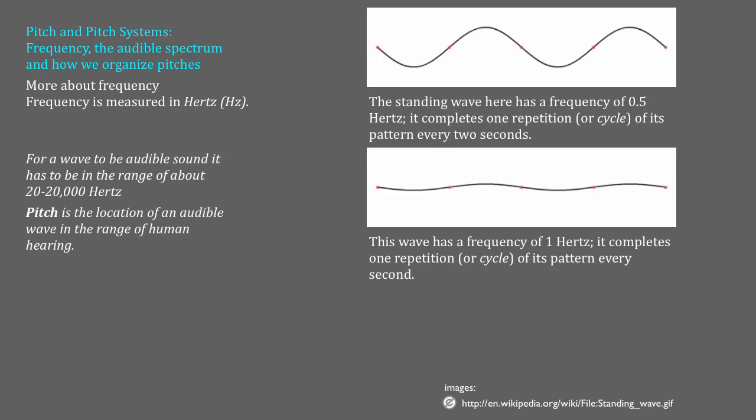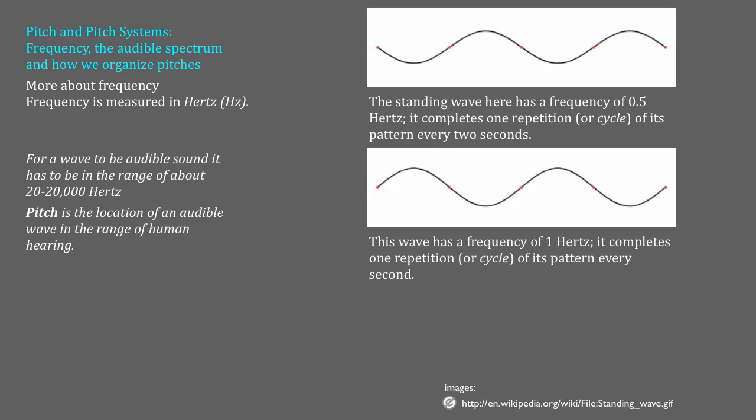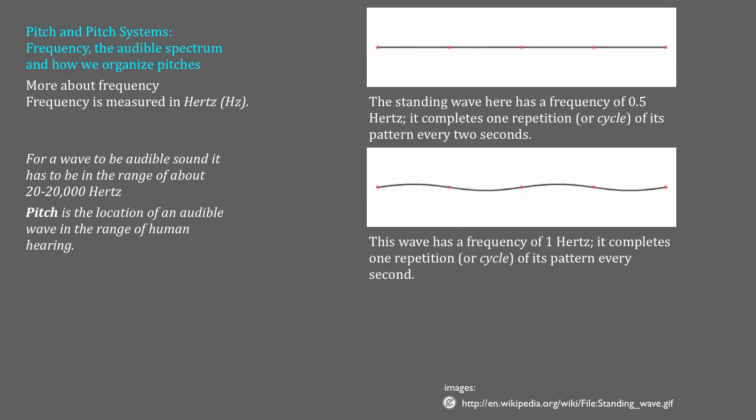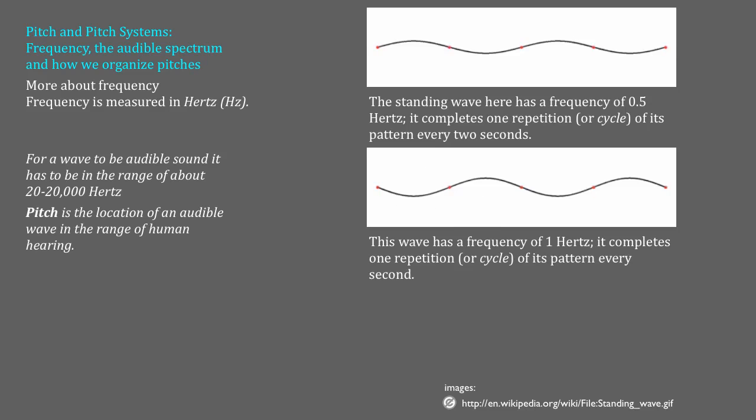Now, pitch is the location of an audible wave in the range of human hearing. And often when we're talking about musical instruments, we talk about pitches. For example, with this piano, my lowest pitch has a frequency of about 27 hertz, whereas the highest pitch has a frequency of about 4,186 hertz.